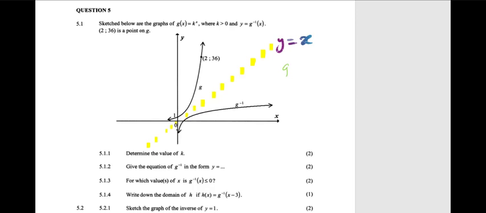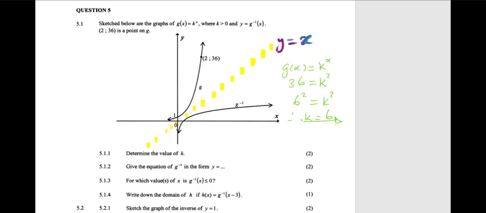So I'm given a graph g at x is equal to k to power x. When x is 2, y is 36. Can I express 36 in terms of an exponential 2? Yes, I can. I can say 6 to power 2 is equal to k to power 2. Since the exponents are the same, the bases will be equal. So k is equal to 6.